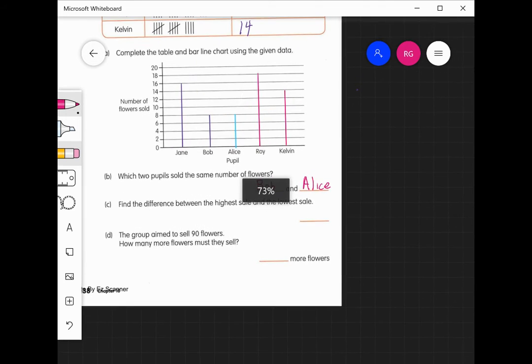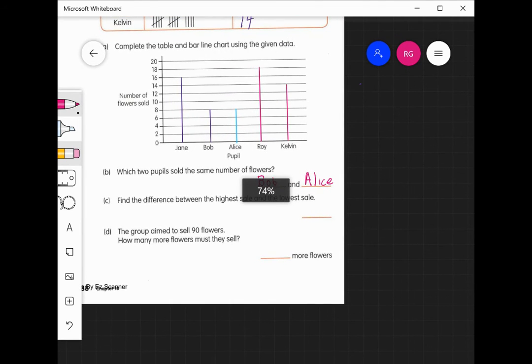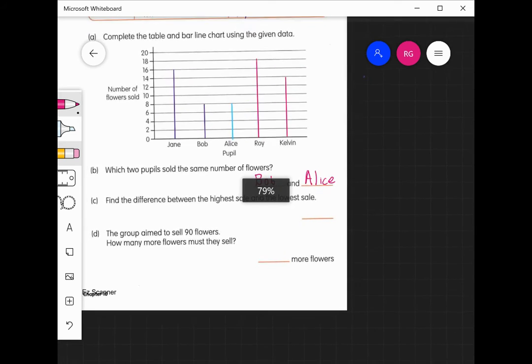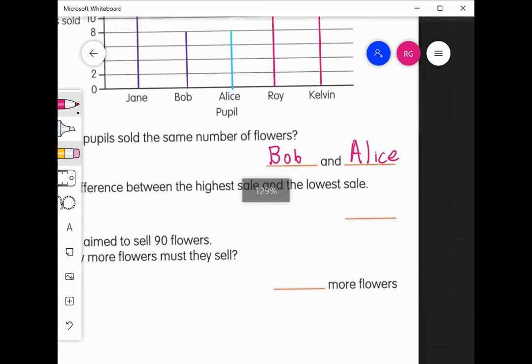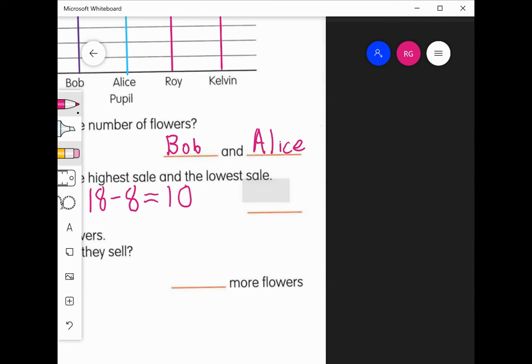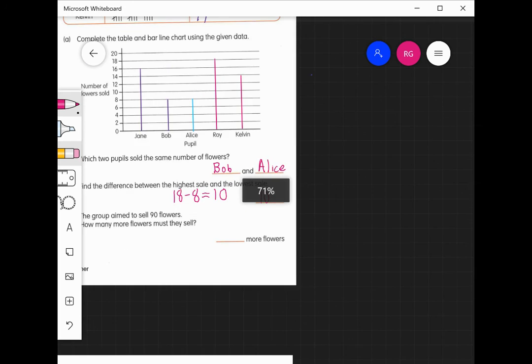And then find the difference between the highest sale and the lowest sale. Well, that's going to be Roy at 18, and we need to subtract Bob and Alice. They were the least, so it should be 18 minus 8. So you can write 18 minus 8 was the smallest. So the difference between the highest sale and the lowest sale was 10.